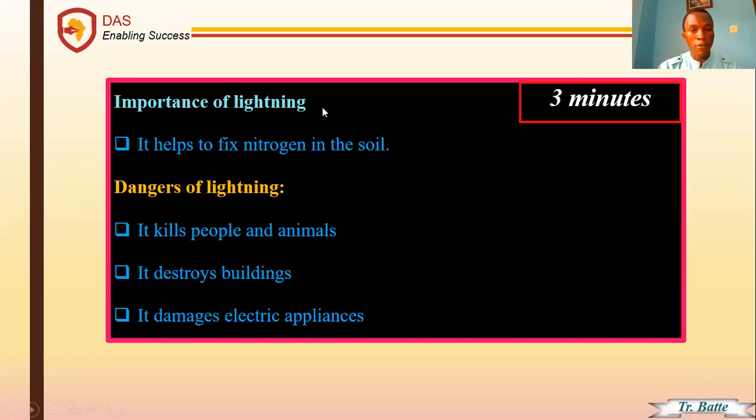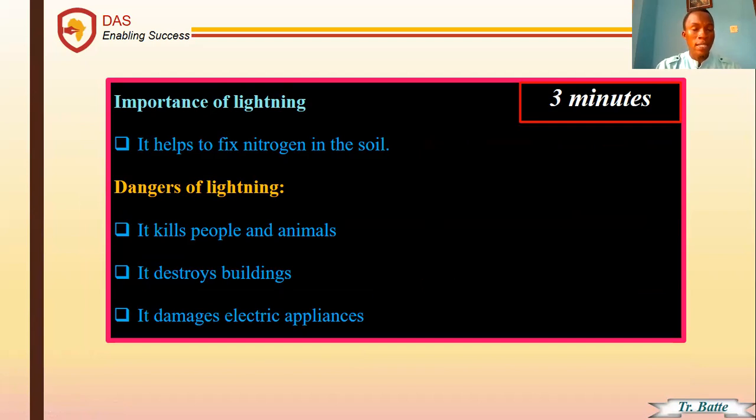Let's look at the importance of lightning. How is lightning useful to us? Number one, it helps to fix nitrogen in soil. Every crop farmer will benefit if lightning occurs, and every plant will benefit if lightning occurs. How? Lightning helps to improve soil fertility by fixing nitrogen into the soil.